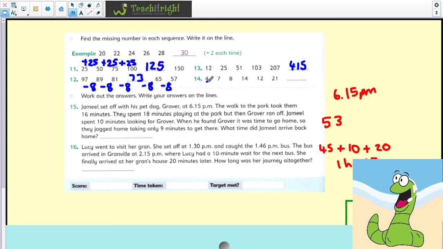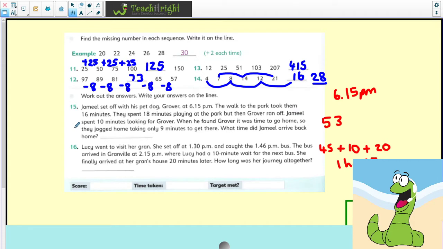Now, number 14 is what we call an alternate sequence. So we're missing a number. This, of course, is going up in 4s. So our answer will be 16. Just so you can see, though, it also contains multiples of 7. So 7, 14, 21. If we were working out the next number, we're not. But if we were, it would be 28.